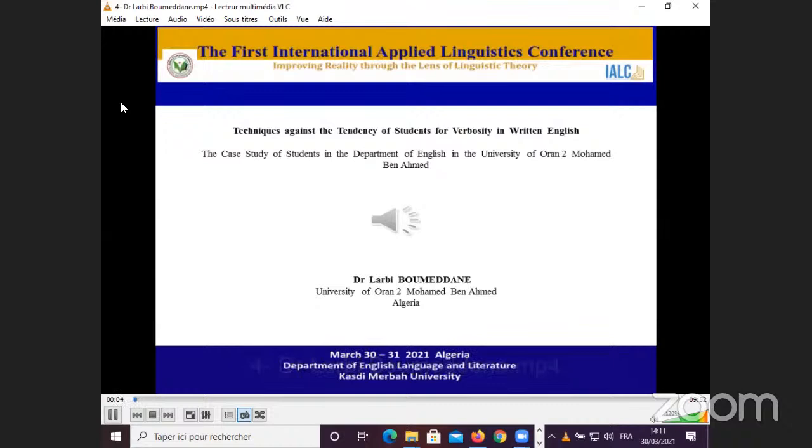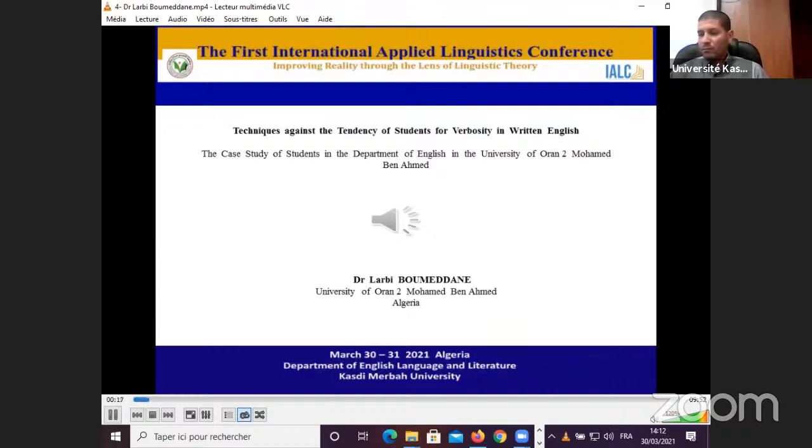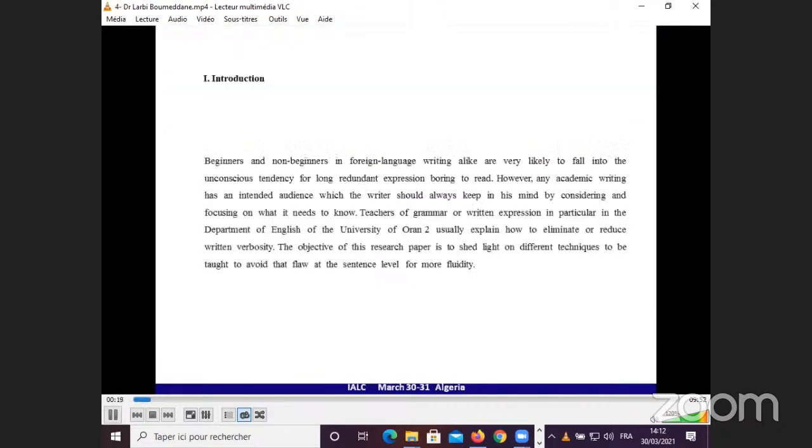Students from the Department of English in the University of Algeria. Beginners and non-beginners in foreign language writing alike are very likely to fall into the unconscious tendency of long, redundant expression, boring to read. However, any academic writing has an intended audience, which the writer should always keep in mind by considering and focusing on what the reader wants to know.